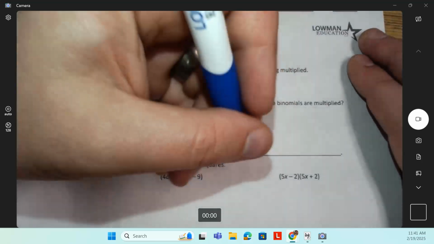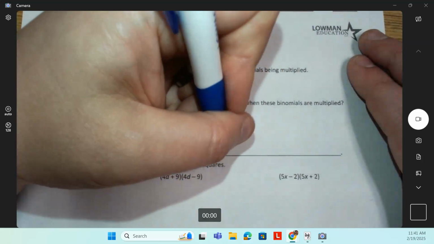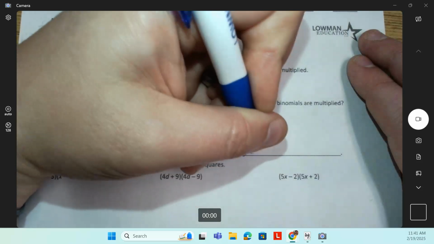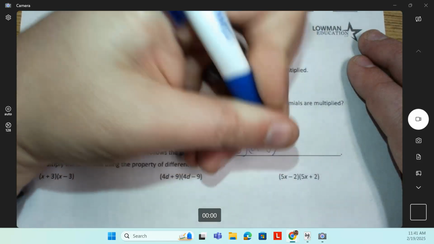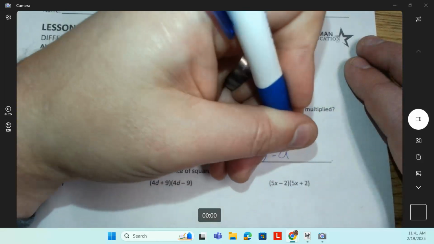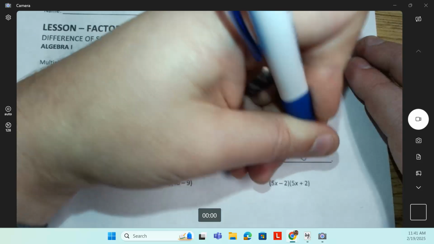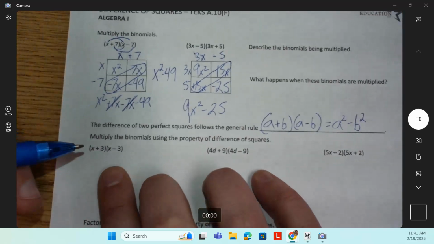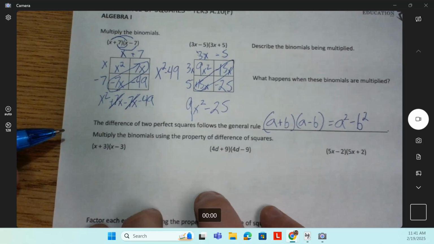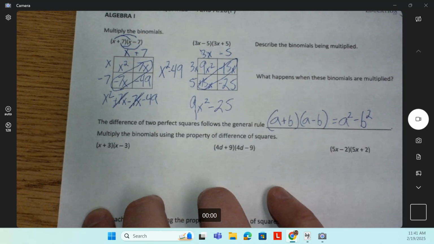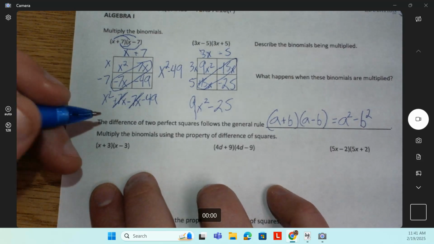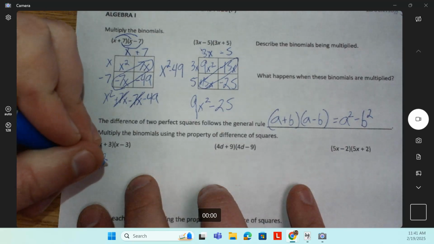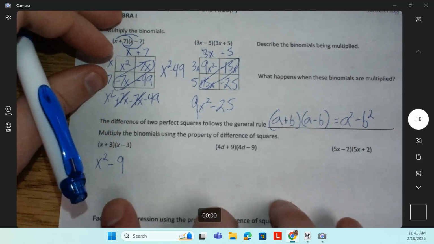So that gives us the rule: if I'm doing a number or a term plus another term times that same number minus the other same number or term, then I'm going to get a squared minus b squared. That happens every single time. So when I notice that I've got those like that, x plus 3, x minus 3, I don't have to go through and do all of these steps. I can just say, well, that's a difference of squares, so it'll just be x squared minus 9. And that works the same throughout.